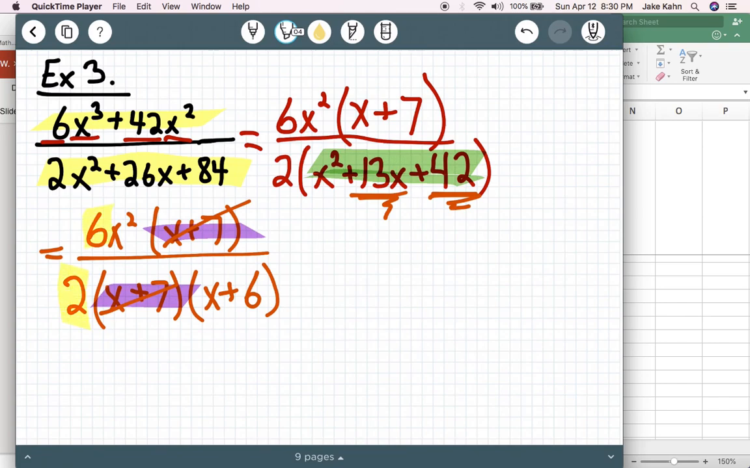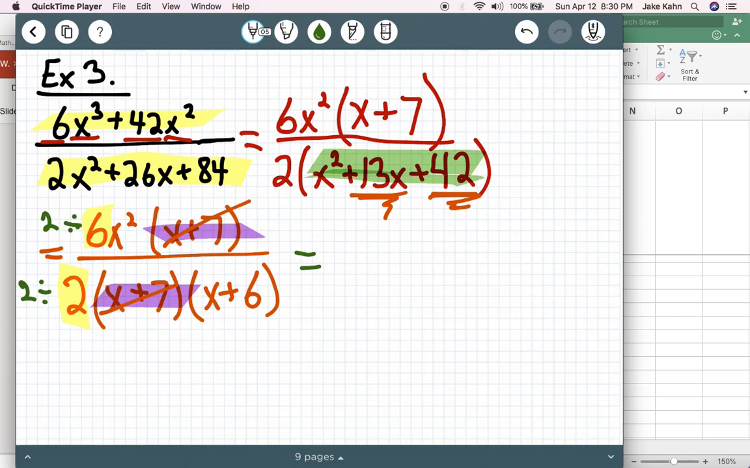6 and 2, right? Those two coefficients in front, both of those are divisible by 2, right? So that's what we're going to simplify in this next step. We're going to divide the top by 2, and divide the bottom by 2. So what does this come out to?